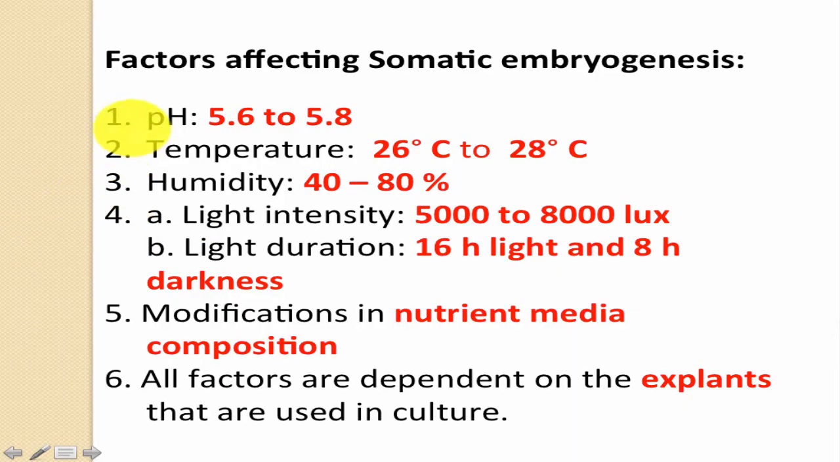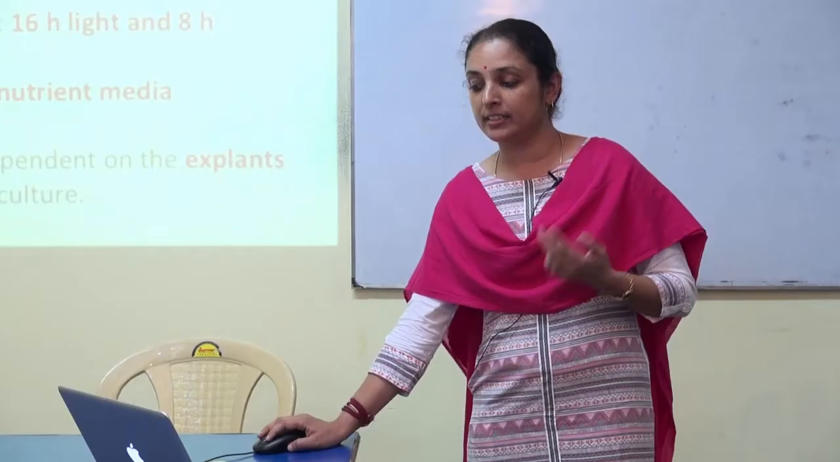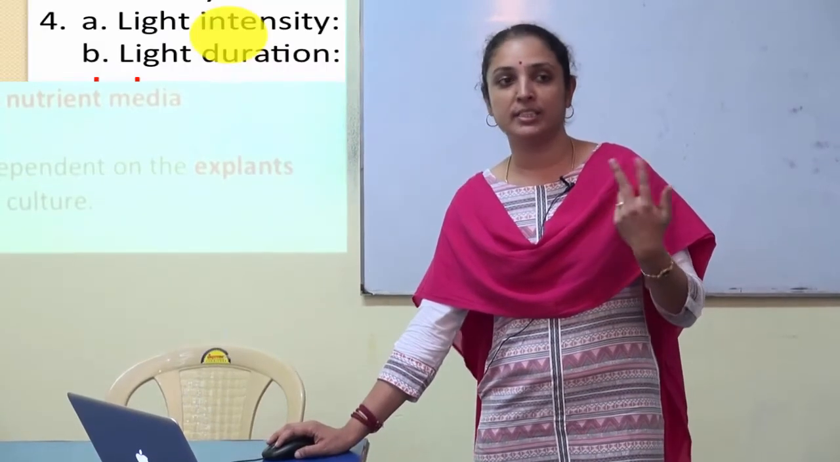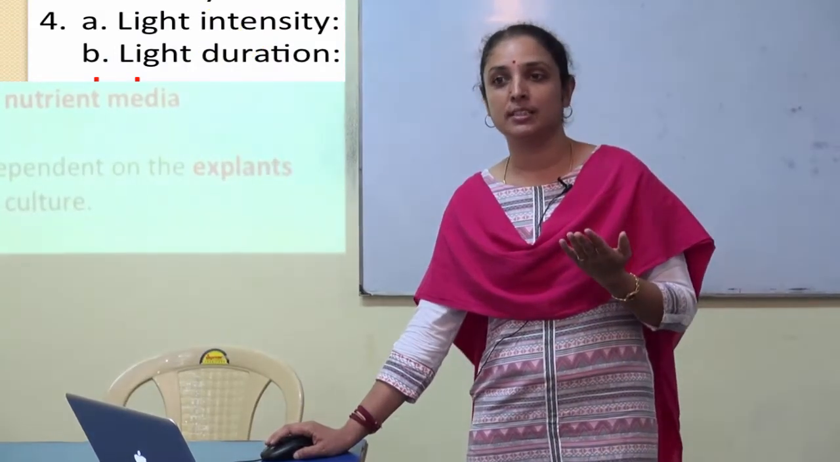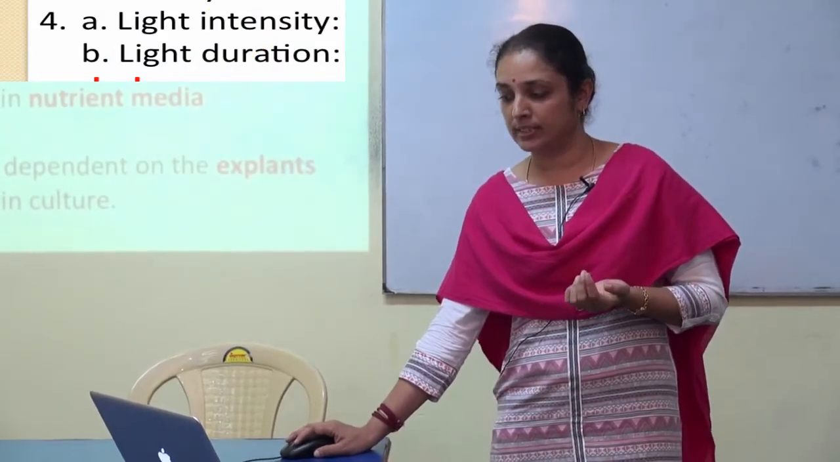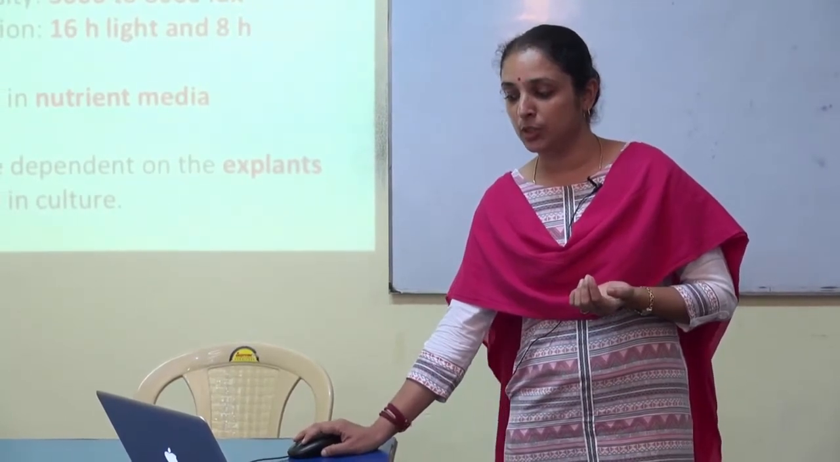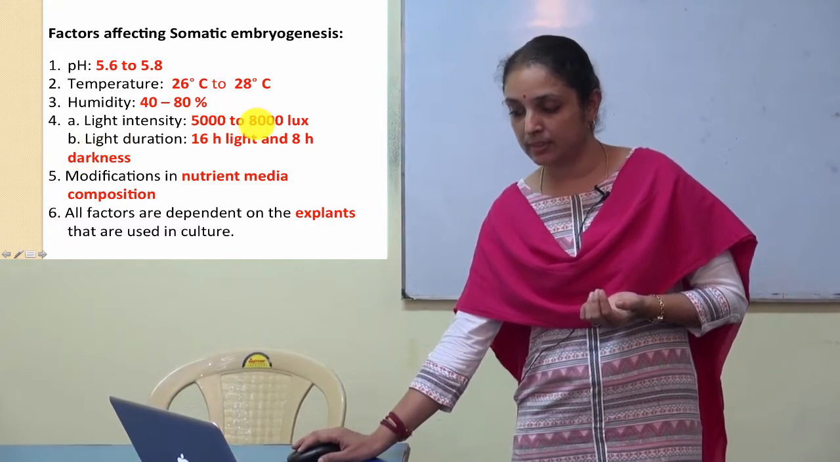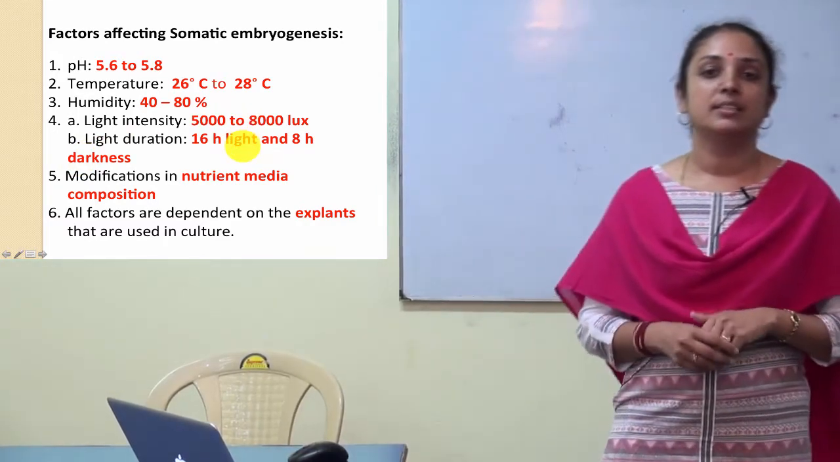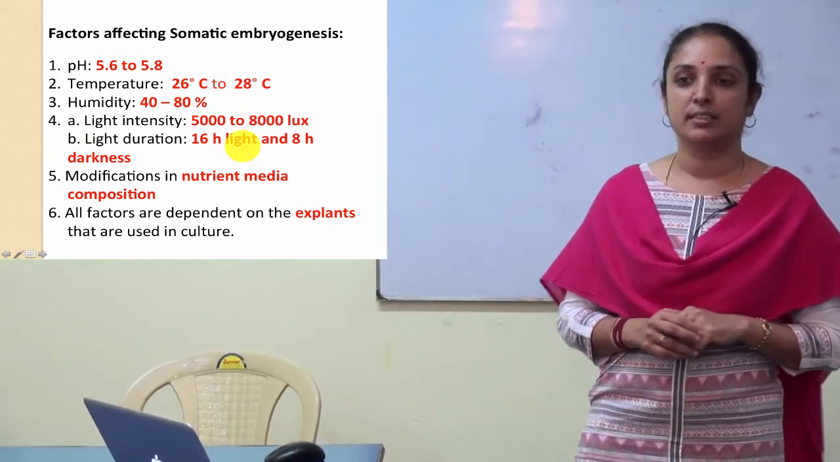So pH is 5.6 to 5.8, temperature 26 to 28. Yes, humidity 40 to 80%. Then in light, there are two different criteria. One is intensity, another is duration. Intensity is? Yes, it is expressed in units, that is 5,000 to 8,000 lux. And duration is? 16 hours light.